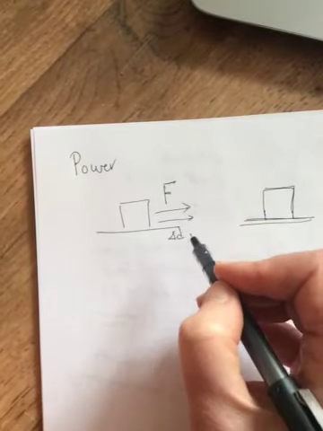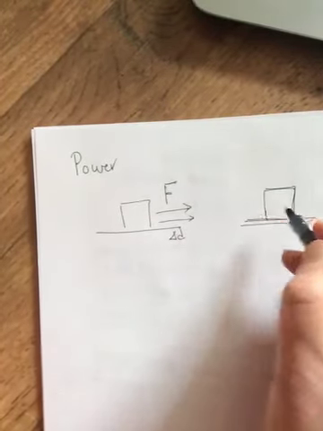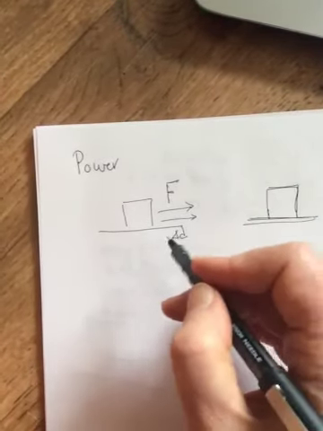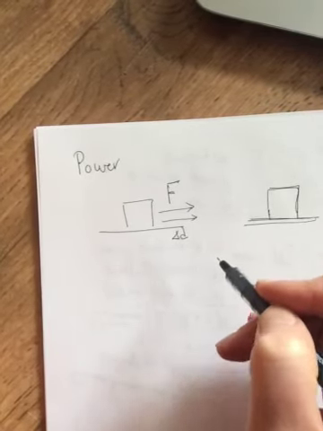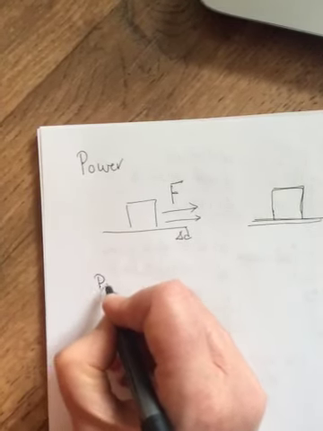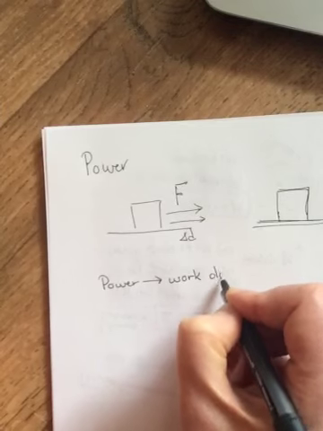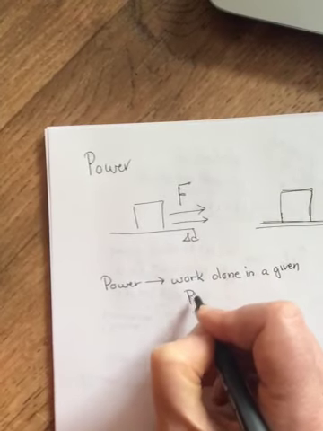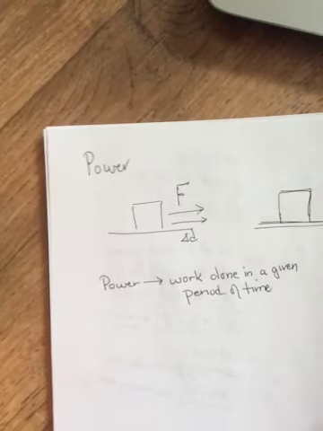But if you're actually stronger, even if it's the same force and the same distance, what changes is the time that it's done in. So maybe it took me 10 seconds to move it down the hall, and maybe it only took you 5. We've both done the same amount of work, but you're quicker. And what that means is you're more powerful. Power is the work done in a given period of time. Okay? And so the equation is just that simple.